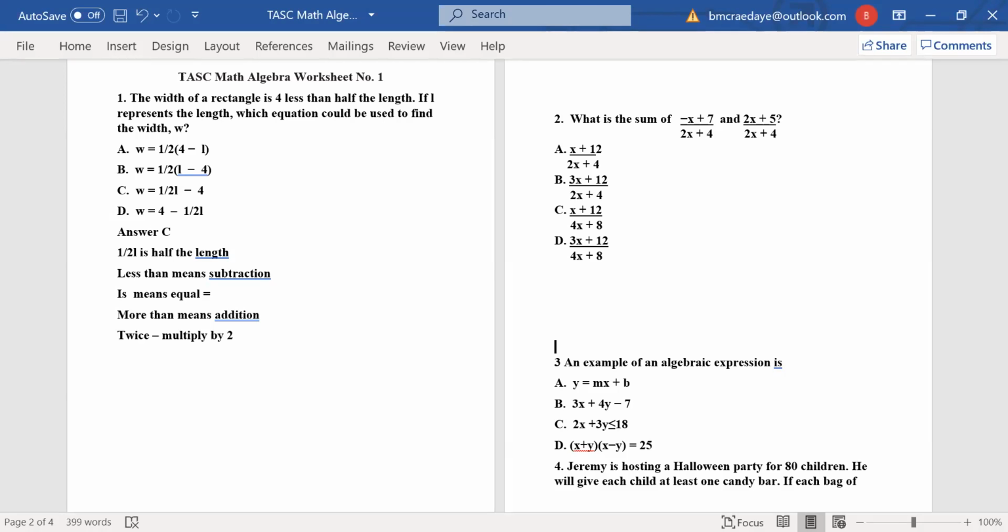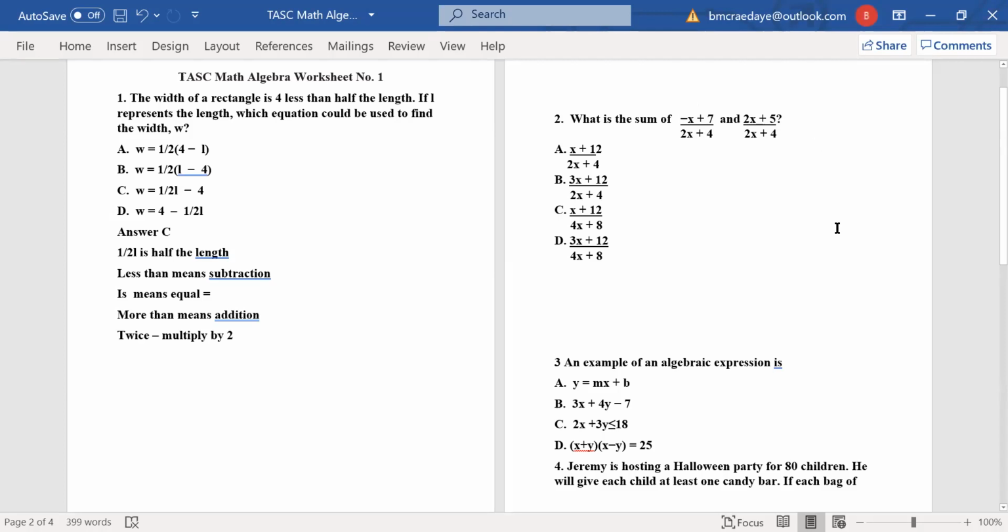One has a negative x, and the other one is a plus 2x. What do you notice that's the same for those two expressions? When I say expressions, that's an expression, like 2x. What do you see in common?